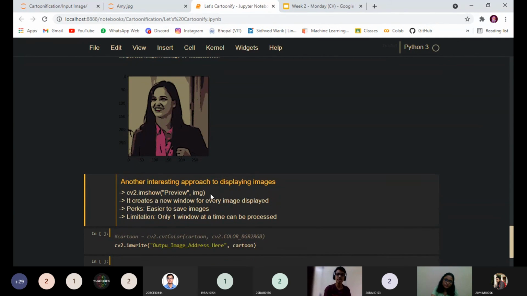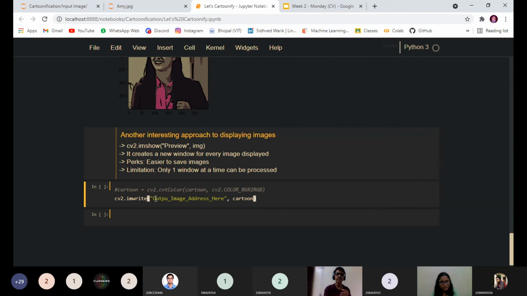So cv2.imshow with a window and the image name would also give you the same output. In that case, you won't have to convert it from BGR to RGB and stuff like that. So it would be pretty easy. And if you want to save this image, you can simply go for cv2.imwrite, right? And you need to just paste the address over here. I have a folder ready for output images, right? And then we'll go for a name, something like AV output and a dot JPEG.